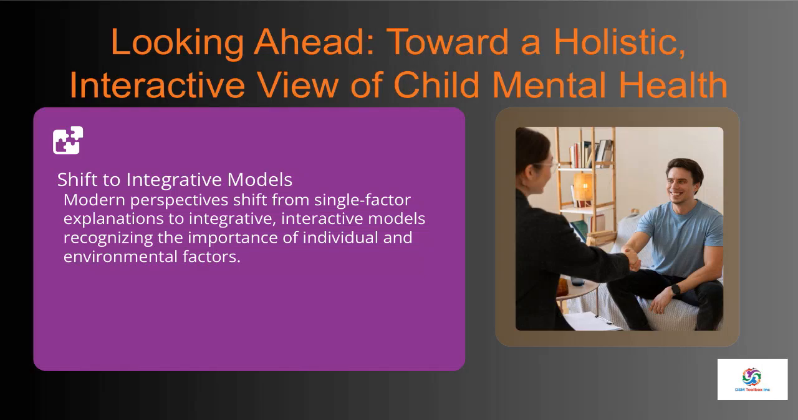As we look ahead in understanding child mental health, there's a clear shift happening in how we approach it. Instead of focusing on just one factor, modern perspectives emphasize integrative models. This means we consider multiple influences at once, recognizing that both individual characteristics and environmental factors interact in complex ways. By moving toward this more holistic and interactive view, we can better grasp the full picture of what affects a child's mental health and tailor support more effectively.